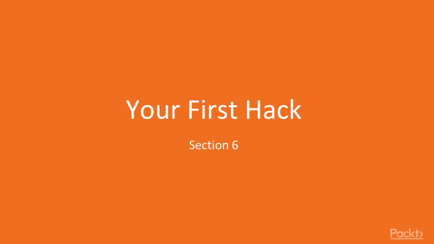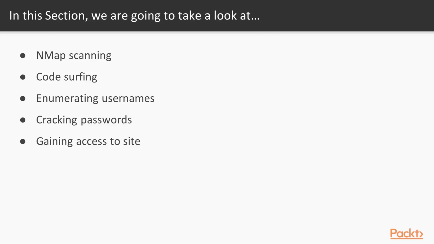This is the sixth section, and we're going to be looking at our first arc in this section. The first video will be on NMap scanning. We're going to be scanning multiple websites. And also, we're going to be taking a look at a bash scripting code that is used to check if you have enough storage space on your Kali Linux. That is code surfing. And on the third video, we're going to be taking a look at enumerating users. We're going to be using the Burp Suite, linking it with Firefox. And also on the fourth video, we're going to be taking a look at cracking passwords. And the last video will be on gaining access to sites.